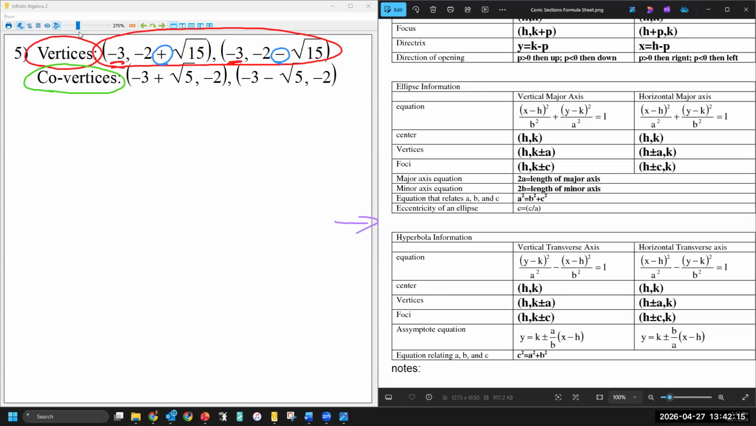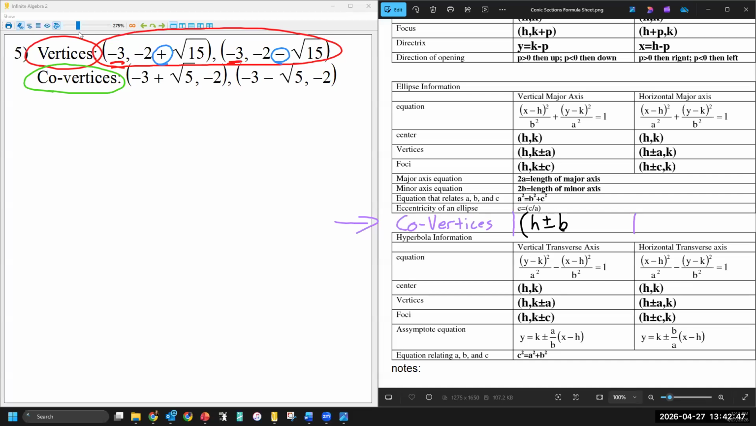All right. So you're going to write co-vertices. Okay. On there. Come down, put a little line there. Now, our co-vertices are going to be the opposite of vertices. So where vertices in vertical have the plus or minus in the y, we're going to put a plus or minus in the x. And co-vertices use the letter B.